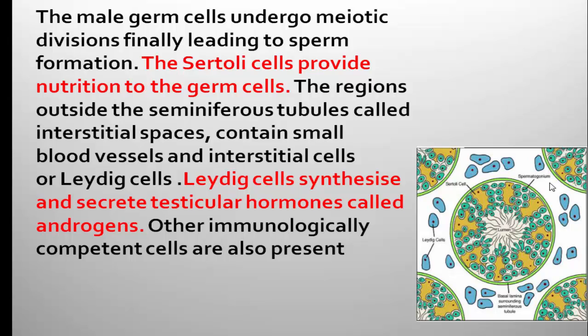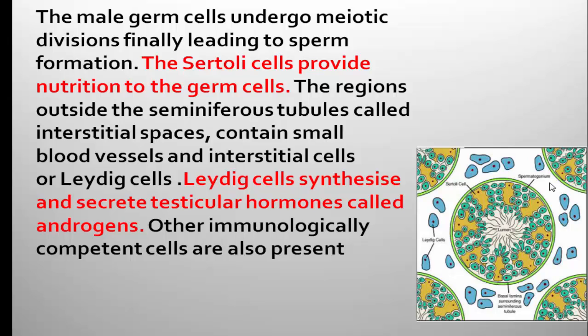The region outside the seminiferous tubules is called interstitial space, and this interstitial space contains small blood vessels and the interstitial cells, also called Leydig cells. So up to this, what we have discussed are structures present inside the seminiferous tubule. What are those structures? The male germ cells and Sertoli cells. Both of them are present inside the seminiferous tubule.